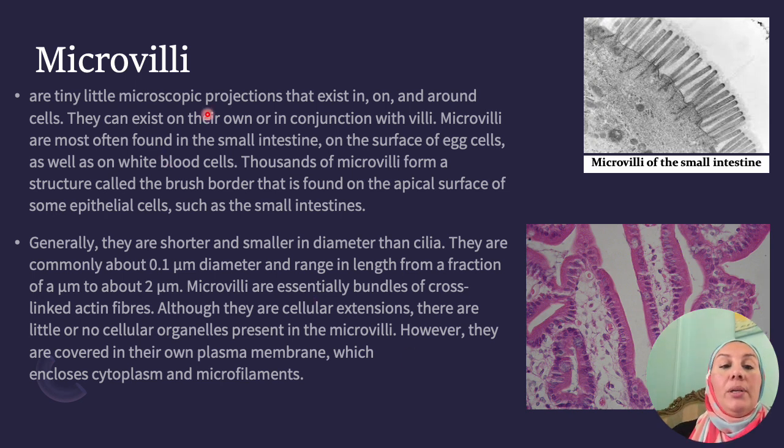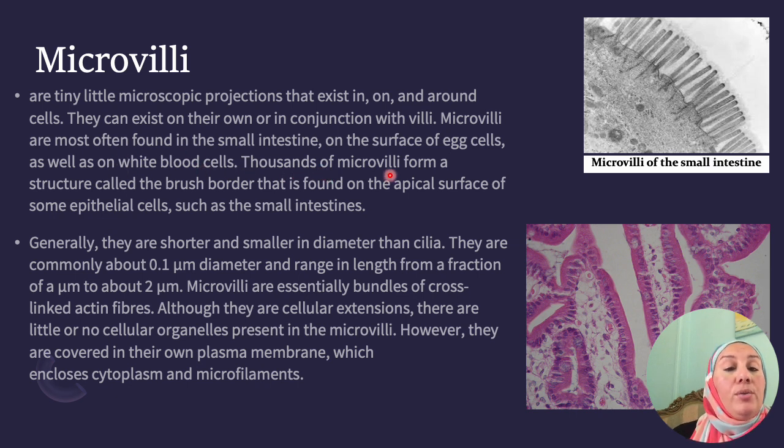Microvilli are little microscopic projections. Here we can see them on the surface of a villus, and they help to increase the surface area even more, so that chemicals such as enzymes break the food down and increase the surface area for absorption of the food that has been broken down. Mostly found in the small intestine, on the surface of egg cells, as well as white blood cells. So they help to increase the surface area and maybe attach to foreign bodies if we're looking at white blood cells.